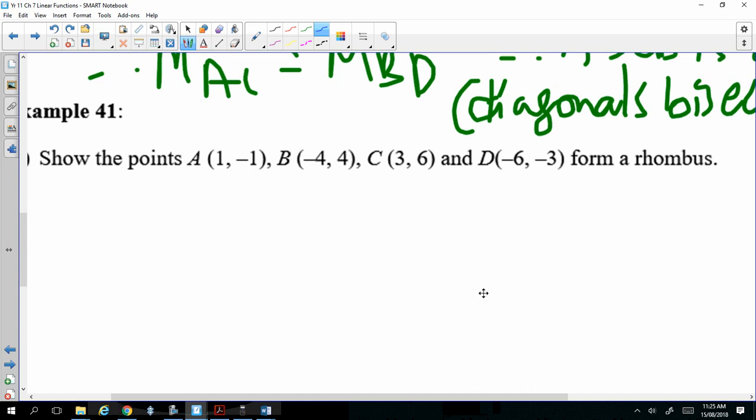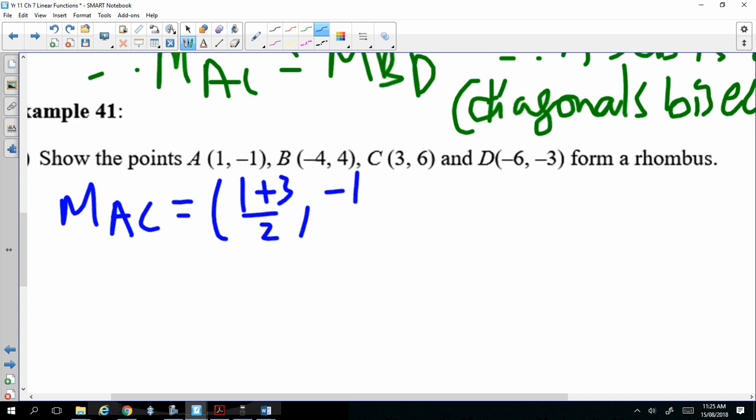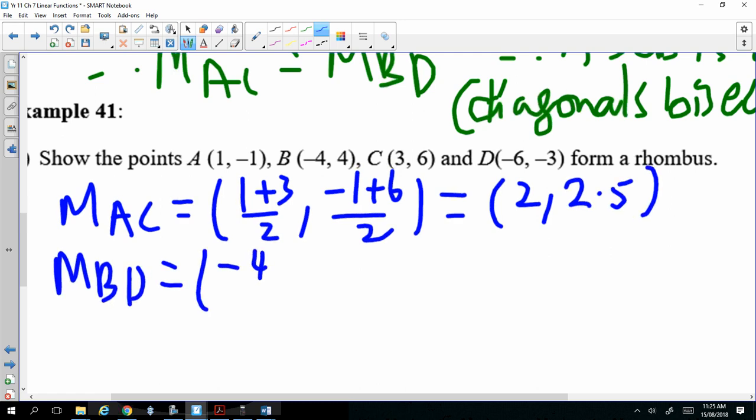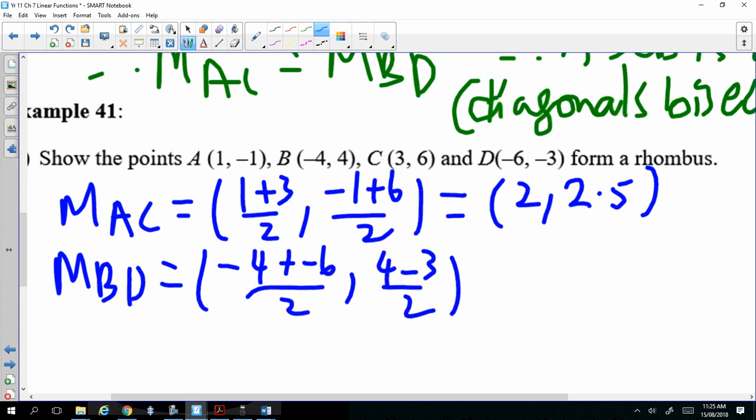Midpoint of BD equals negative 4 plus negative 6, 4 minus 3 on 2. I made a mistake. No, I didn't. Why didn't it work? Oh, hang on. It doesn't work. They don't bisect. No, let me think. So maybe I labeled the vertex wrong. Sometimes I think they should go in order.